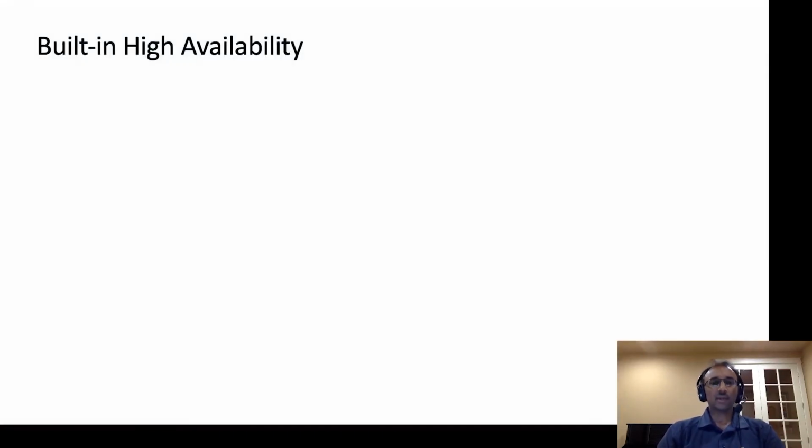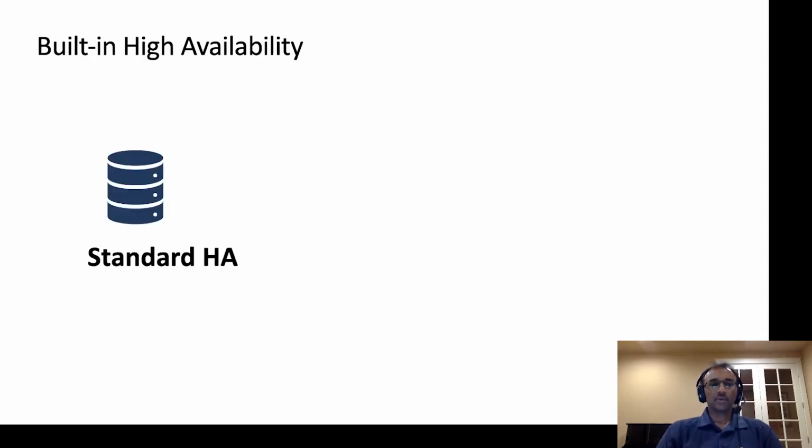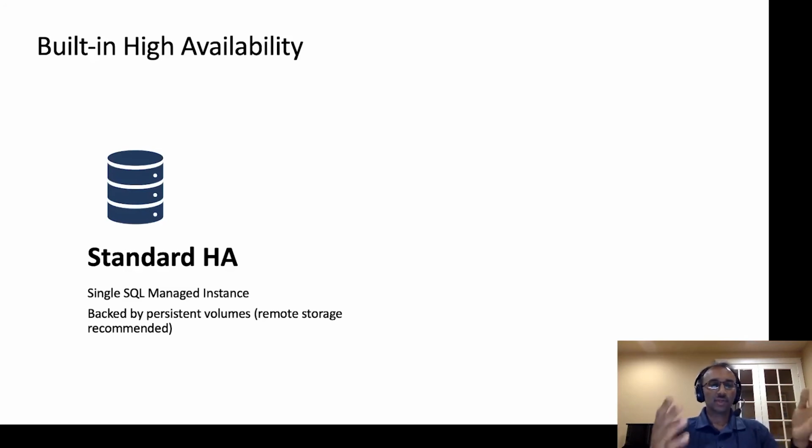Okay, the last thing I want to actually show you is HA capabilities, right? We call this built-in HA when you deploy data services. The first one is what we call standard HA. This is what you get by default with a single SQL managed instance, and this is backed by persistent volumes, which is essentially the storage for your SQL instances. In this case, we recommend using remote storage.